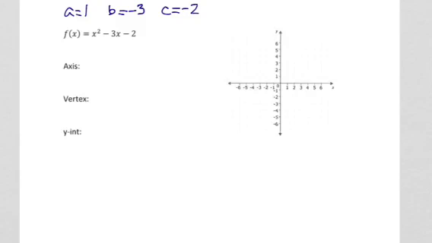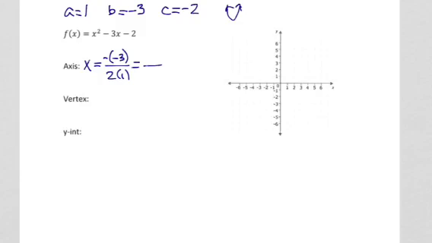All right, so now let's find some of these pieces. First off, since the a is positive, I know that whenever I draw this graph, it's going to open in the up direction. Let's follow the order that's on here now. The axis is the first thing we're going to find. To find that, we want x equals negative b over 2a. Well, b is negative 3, so I want the negative of negative 3, all over 2 times a, which was 1.